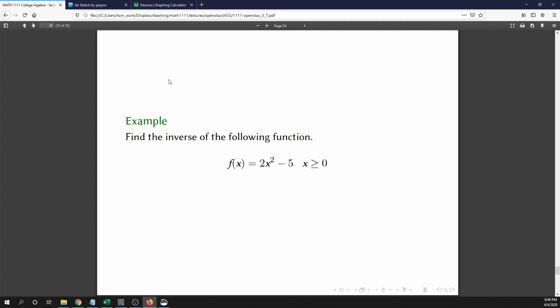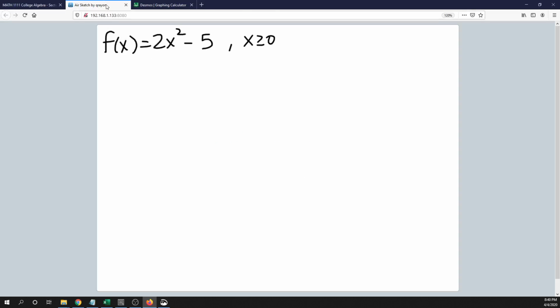Okay, all right. So 2x squared minus 5. Everything starts off exactly the same as before. I replace f of x with y. I switch x and y. And then I solve for y.